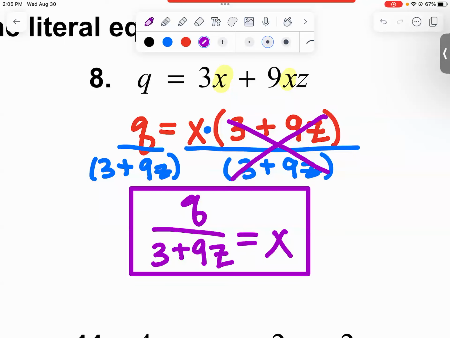Okay, I had two terms that had an x. So I rewrote this right side as the distributive property. I took the x's and I wrote them outside of the parentheses. So instead of 3x, now I have 3. Instead of 9xz, now I have 9z. So I just took the x and wrote it outside of the parentheses. So now I could distribute these back to get to here.